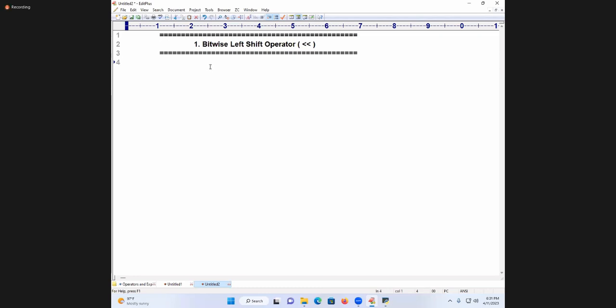Now coming to the point, the bitwise left shift operator, I'm going to deal with this. Syntax I'll go first, and then I'll go for the explanation, examples and everything I'm going to discuss. So first, syntax I will take. So syntax we will go for it.